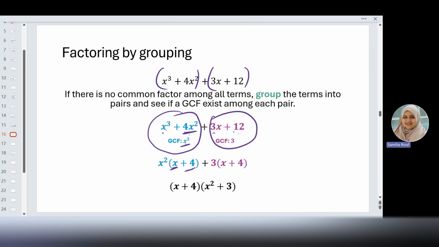Now let's do the same thing with this pair. 3x divided by 3 gives me x. 12 divided by 3 gives me 4. And then I see this and this are the same. So I can group these together here. And then that just leaves me with this x squared and this 3. So now I am in fully factored form.